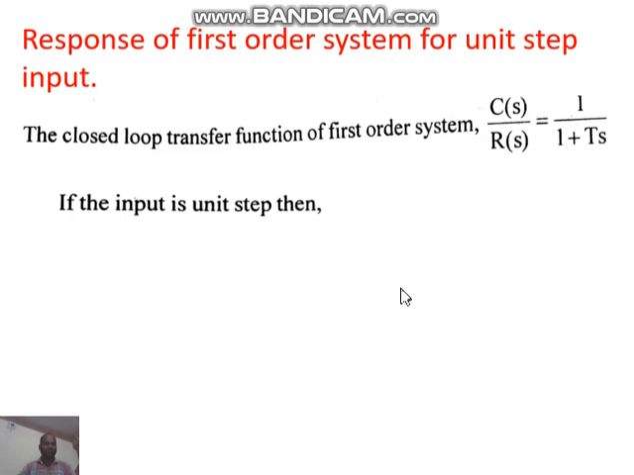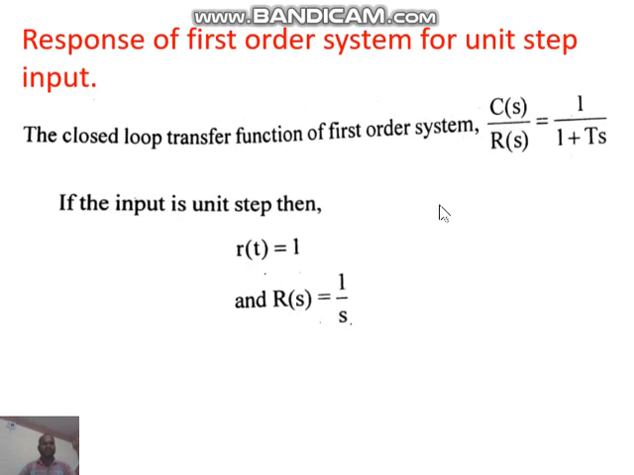If the input is unit step, then the R of t formula is 1 and the R of s formula is 1 by s. For the unit step input, R of t is equal to 1 from the table, so we can easily identify it, and R of s is equal to 1 by s. Now I want to find out the time response of this first order system. So how can we find out the time response?